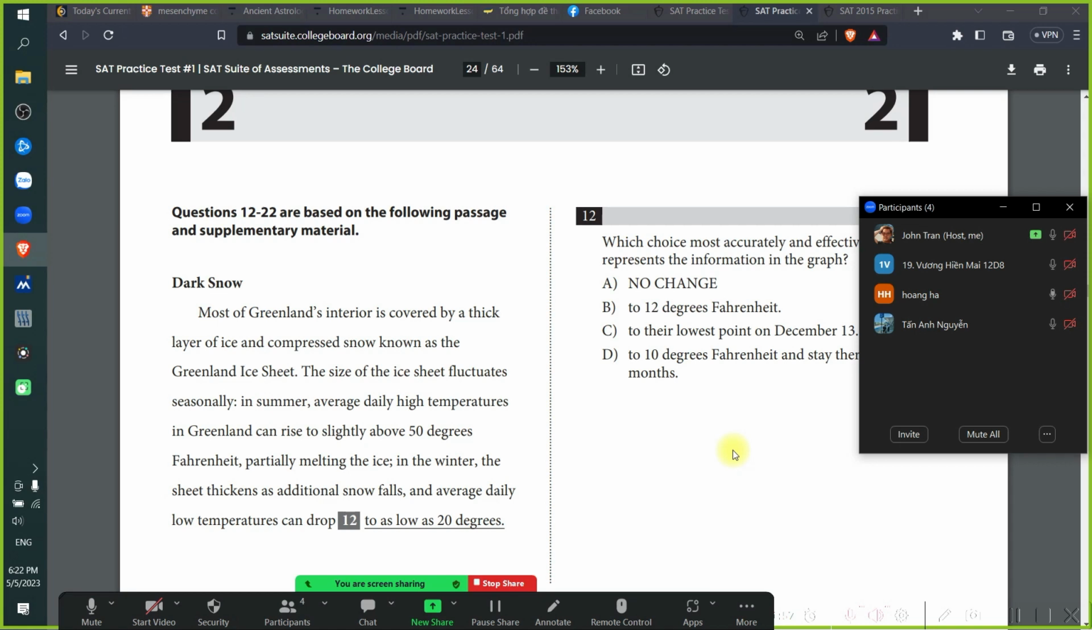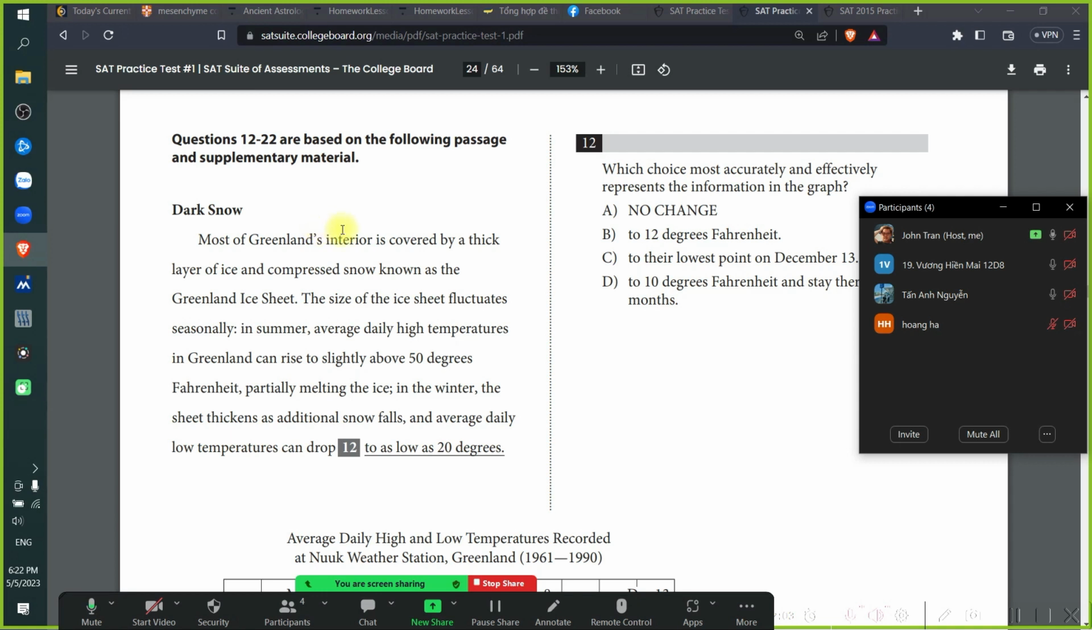Okay? Question 12 to 22. About dark snow. Tuyết tối, tuyết đen. It's about the snow in Greenland. You know where Greenland is, no? Greenland, it's at the North Pole of the Earth. Bắc Cực á. We call it Greenland. And the whole land actually belongs to the Netherlands, I think. Nguyên cả cái vùng Greenland là thuộc về hình như là Hà Lan á. Yeah. Denmark, Canada. I think Denmark. Yeah, Denmark. Sorry, Denmark. My mistake. All right.